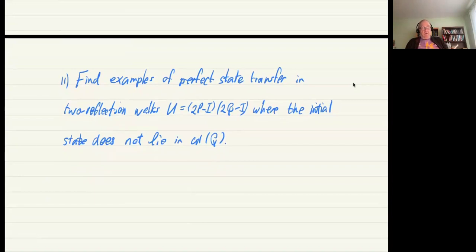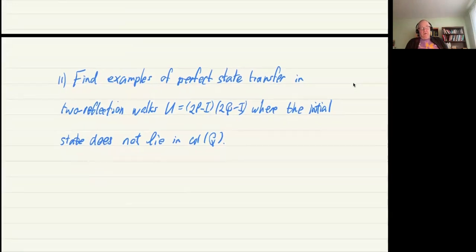So the first question simply is to find examples of perfect state transfer in 2-reflection walks where the initial state does not lie in the column space of Q. The background of this is that Harmony has examples of perfect state transfer where the initial state does lie in the column space of Q. Now, the initial state's a density matrix here, and you get to choose the density matrix. It's not so natural to focus on the vertices in this case. So a natural initial state might be the set of arcs that lie on a given vertex.